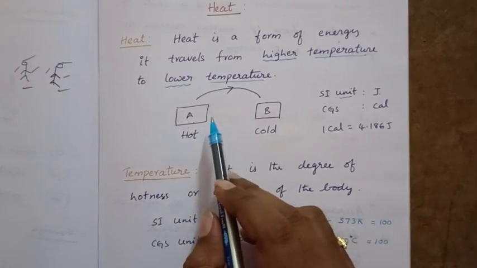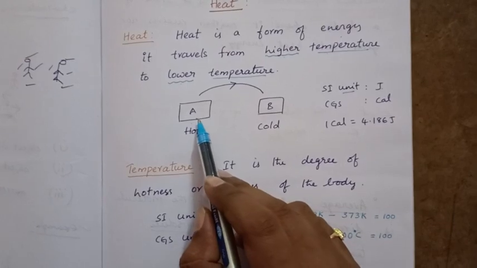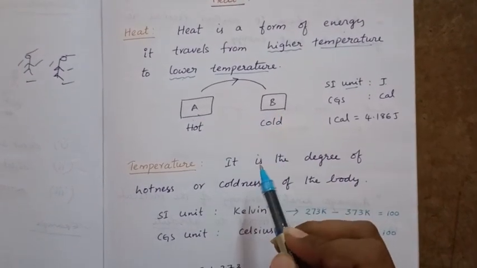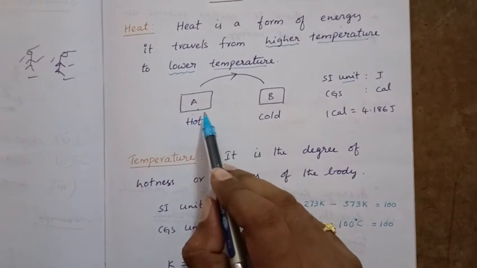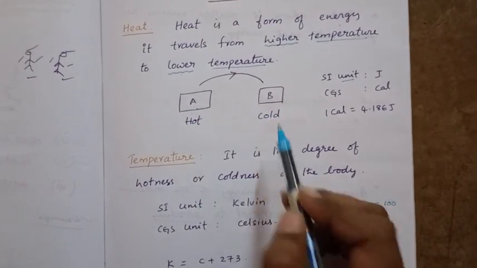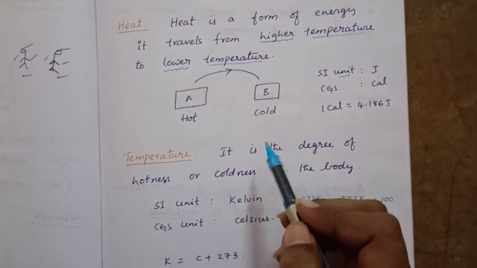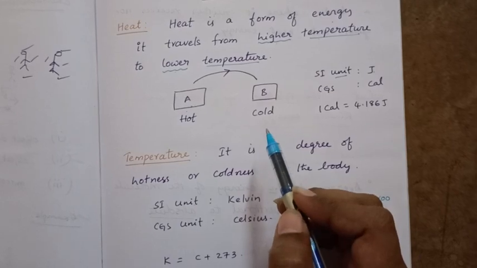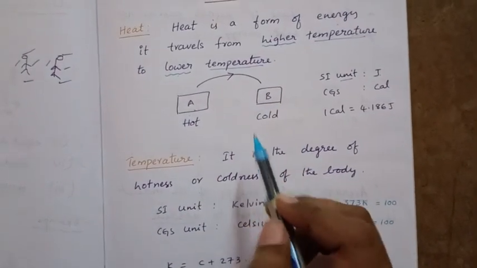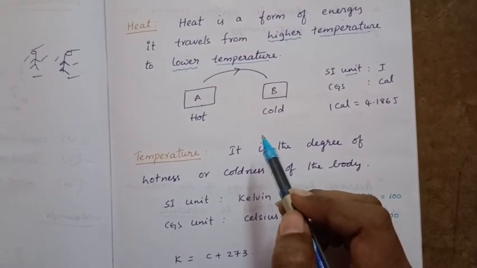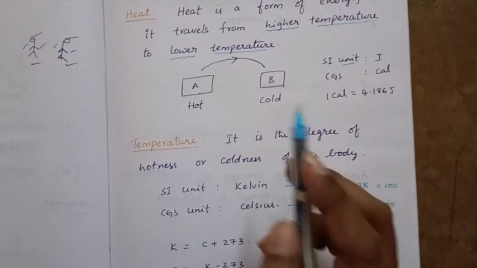Here we said heat travels from the hot body to the cold body when they are in contact. Up to what extent will it travel? It won't travel continuously, no? Up to a certain limit it is traveling, that is, until both bodies attain the same temperature.